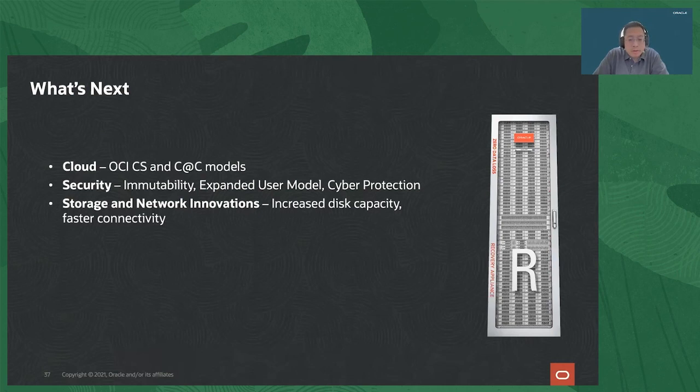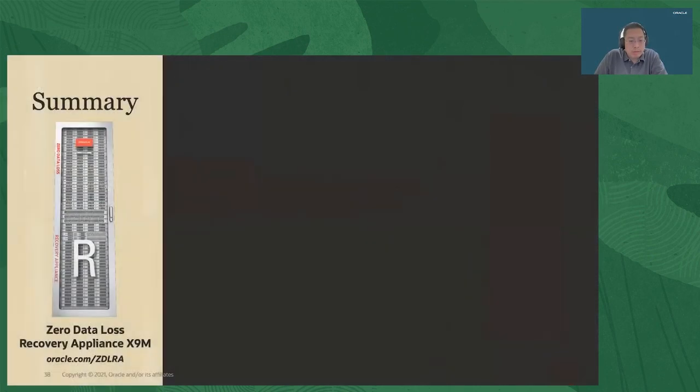We're also working on an expanded user model. Today you have an admin and a system user, root. In the future, you'll just have an admin user with only public API access, with no root access or any kind of system access to the recovery appliance internal database, et cetera. So it's very much a least privilege model, even within the recovery appliance itself. And then we're also going to increase disk capacity and provide faster connectivity, just like we do with prior generations. We always try to innovate with the latest technologies and components for backup usage.